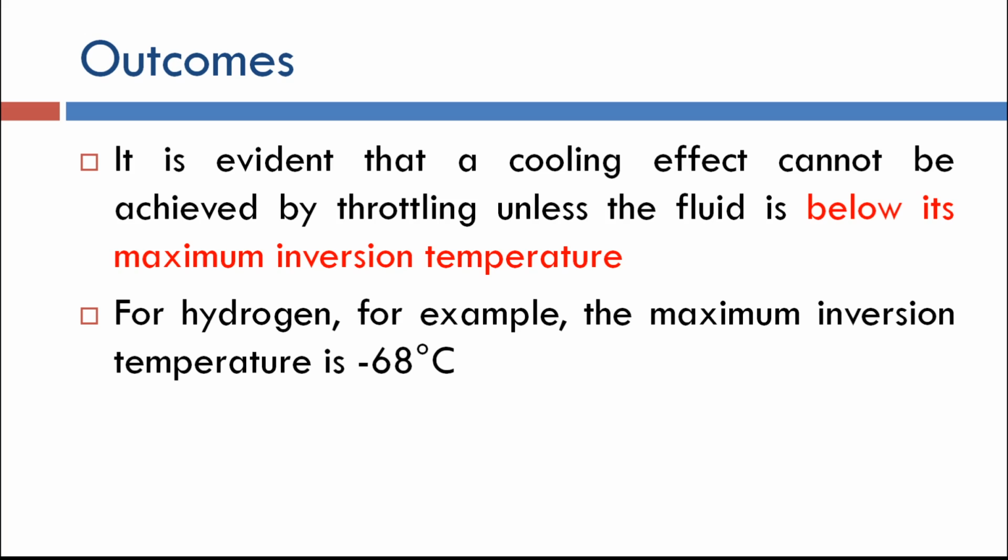For example, in the case of hydrogen gas, the maximum inversion temperature is minus 68 degrees Celsius. So you must cool hydrogen below this temperature if you want to achieve cooling during throttling. Otherwise, obviously, heating will be the result. The temperature will increase during the throttling process.